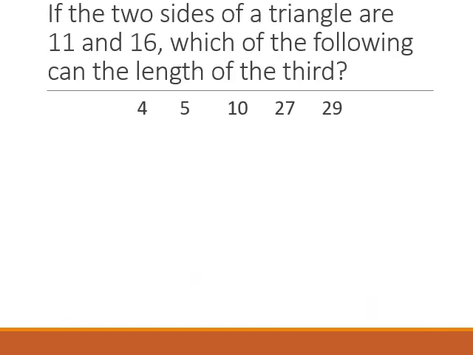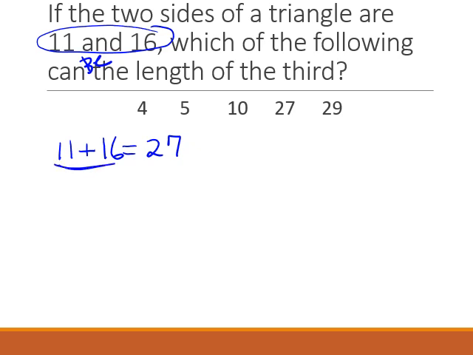So, we're going to continue with this theorem. Two sides of a triangle are 11 and 16. Which of the following can be the length of the third? Ooh, bad grammar, good thing I teach math. If these are my two smallest sides, then their sum has to be bigger than the third side. So the third side has to be less than 27.